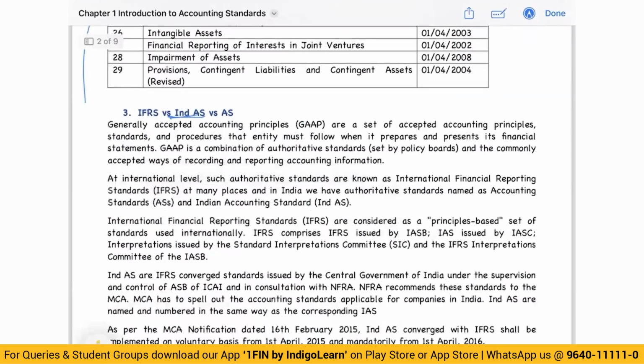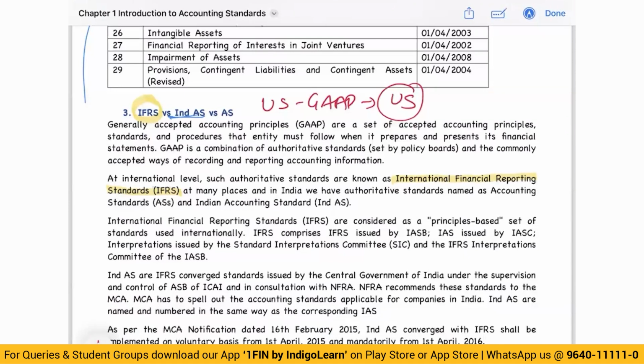Now, some terminologies that you need to be aware of. One is IFRS. IFRS stands for International Financial Reporting Standards. These are global standards which are implemented in lots of countries across the globe. That is what is called International Financial Reporting Standards. Then we also have something called US GAAP. This is specifically for the US, generally accepted accounting principles for the US. That is what is called US GAAP.